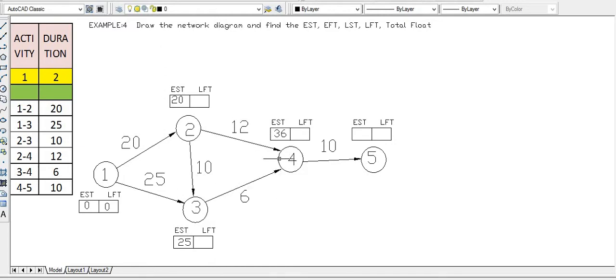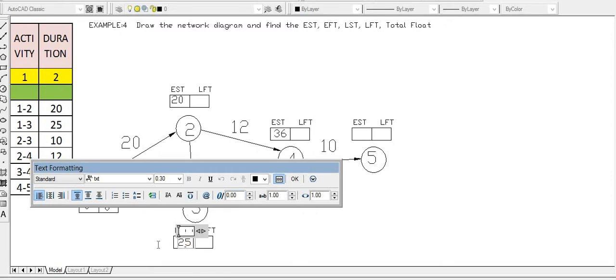Depending upon how many arrows are meeting at a node. While calculating for node 2, only one arrow was there, so we have taken this 20. Node 3 is having 2 arrows, so this 25 will be changed, because this 25 is the direct value for 1 2 3, but we have to take the maximum value. So this 25 will be changed to 30, because we are taking the maximum value.